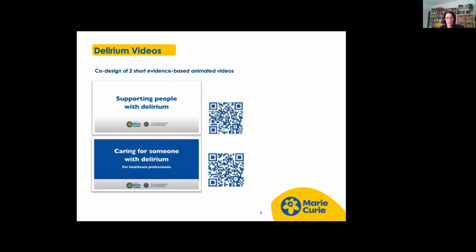So our first video, which you can see at the top of the screen here, is supporting people with delirium. And this is an information resource for families, informal carers. And in it, we explain what delirium is, its causes, and very briefly how it's treated. But the focus is really on how family members can support the person experiencing delirium. So really focusing on the non-pharmacological strategies that they can get involved with so that they can support their loved one.